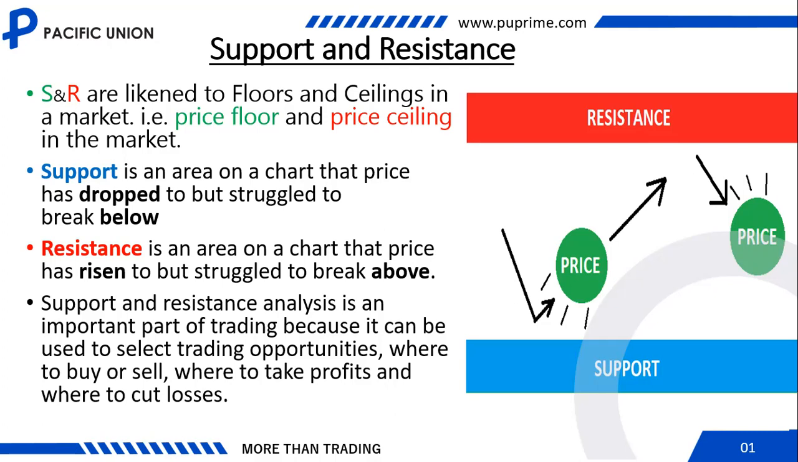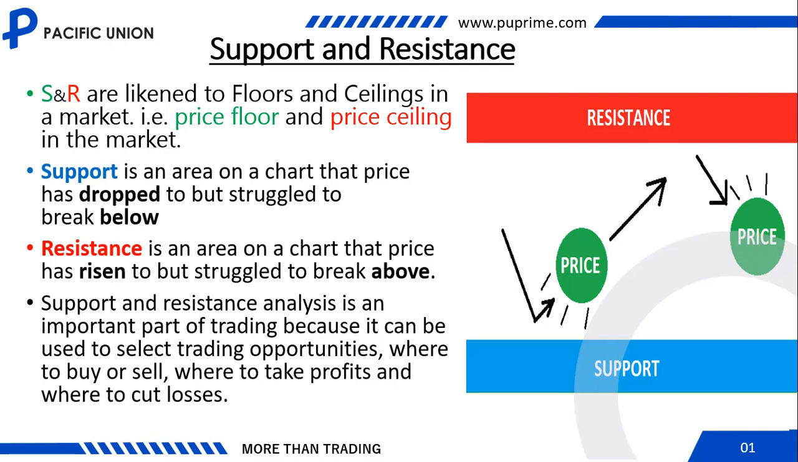So resistance is also a what? It's also an area on your chart that price has risen to, but struggled to break above. Just like the example that I gave. Now it will be virtually almost impossible for you in a room to jump above the ceiling. If all things are equal, the ceiling would resist you, if gravity does not do its work before time.